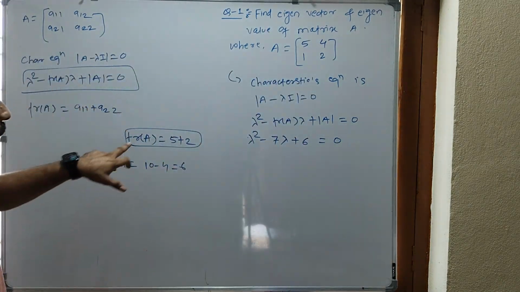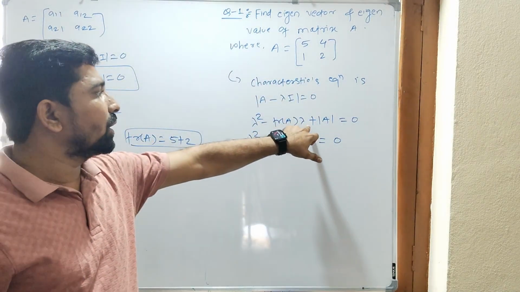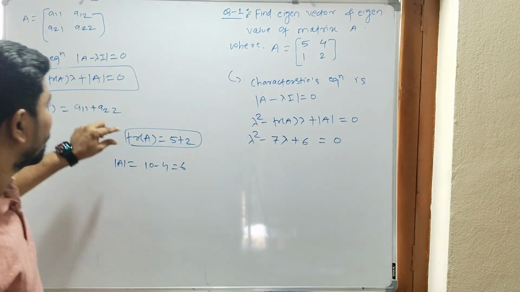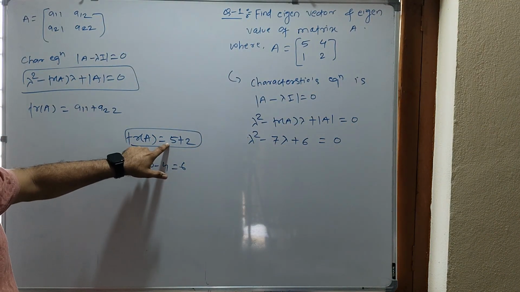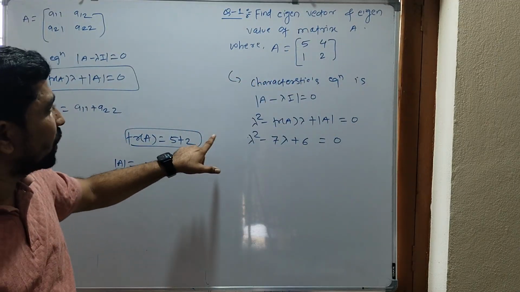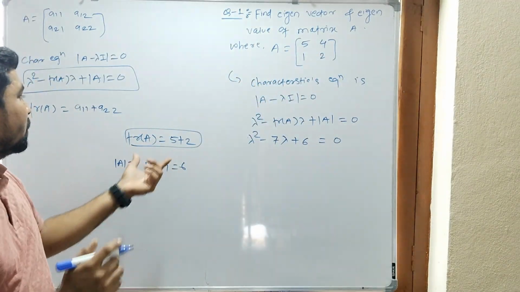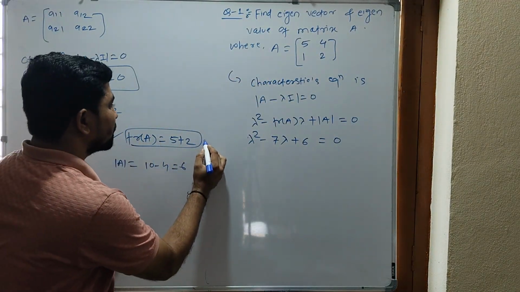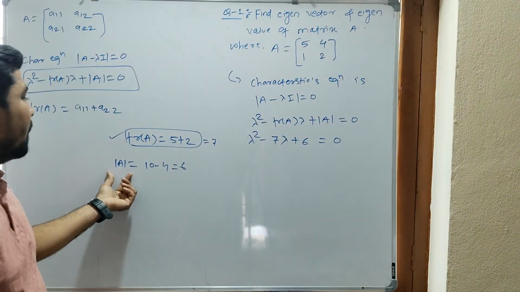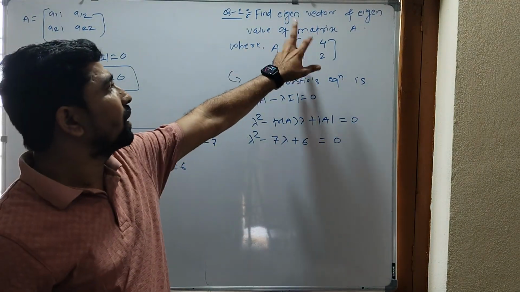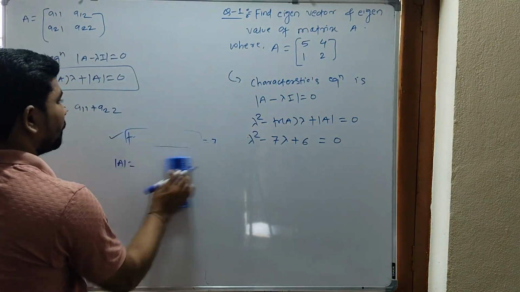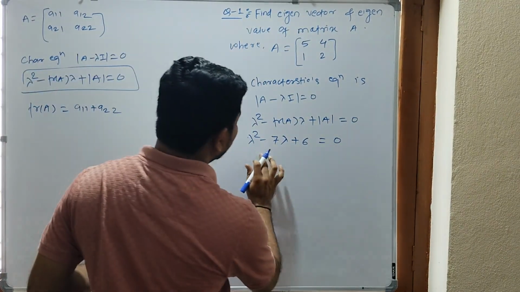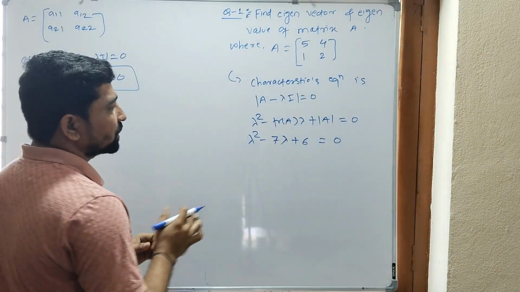So lambda square minus trace of A into lambda plus determinant of A equal to 0. The trace of this matrix is the A11 position plus the A22 position. The A11 position is 5 and the A22 position is 2, so the trace is 5 plus 2, which is equal to 7, and the determinant of this matrix is 10 minus 4, that is 6. Now lambda square minus 7 lambda plus 6 equal to 0.